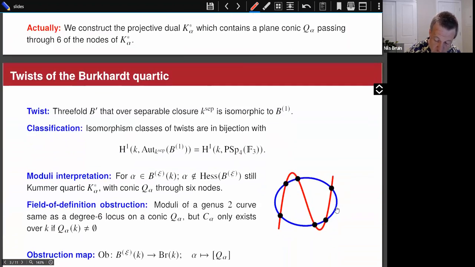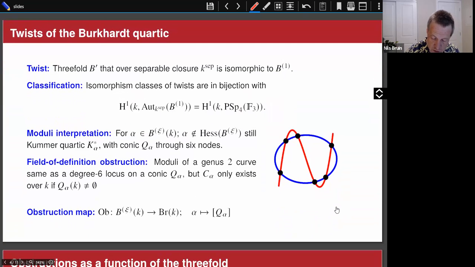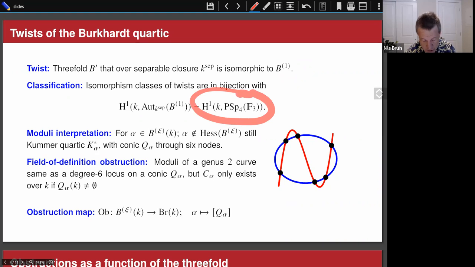So if we now move to twists of the Burkhardt quartic, those are threefolds that over a separable closure are isomorphic to this reference Burkhardt quartic, we find that those twists are classified by Galois cohomology. So the first cohomology taking values in this PSp4(F3) classifies the twists.